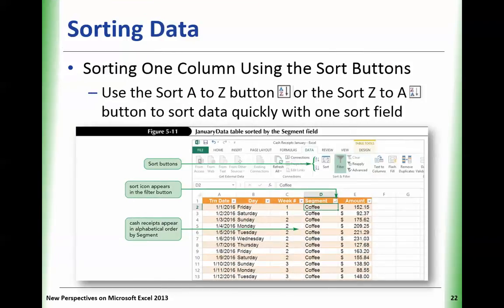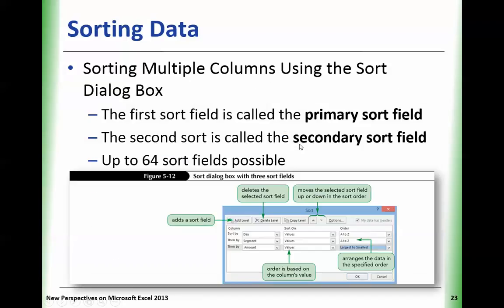We can sort a single column by using the sort buttons up top, the sort icon, or the filter button on the row header itself, and that will modify the data or the records inside the table and sort them by whatever section we have chosen.